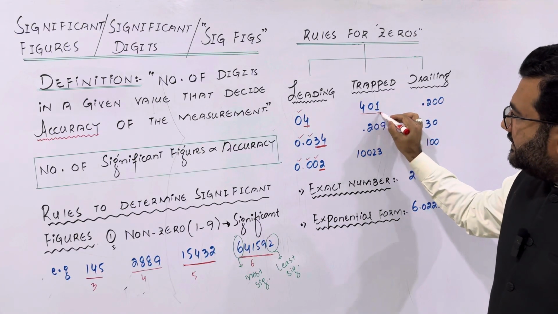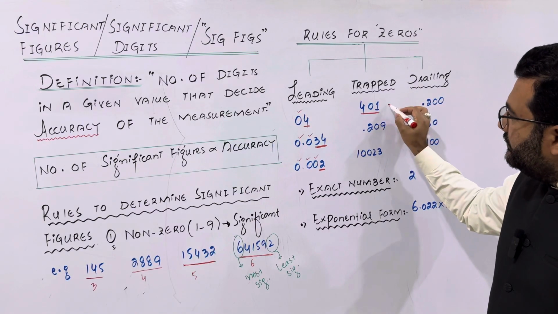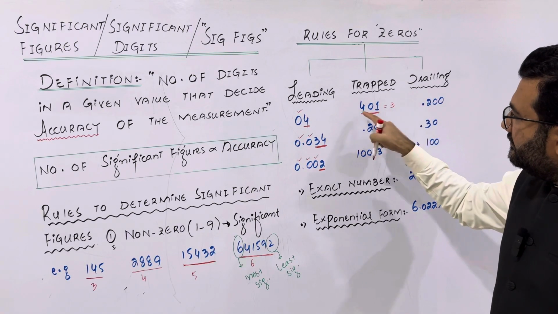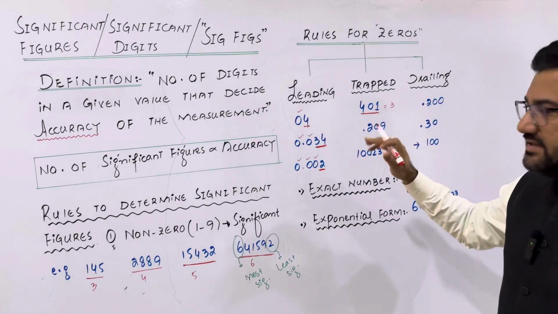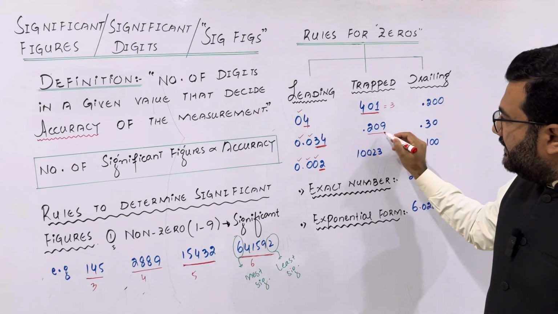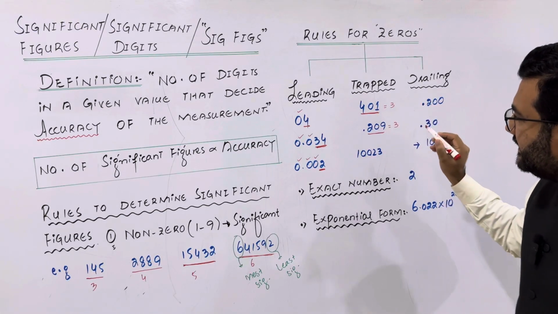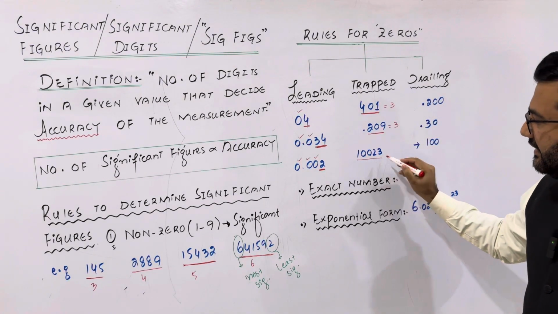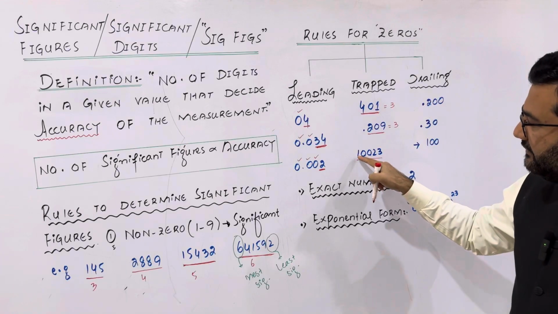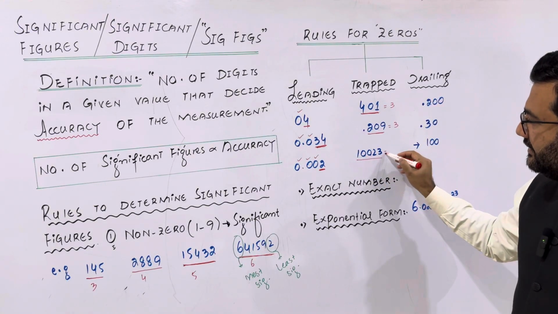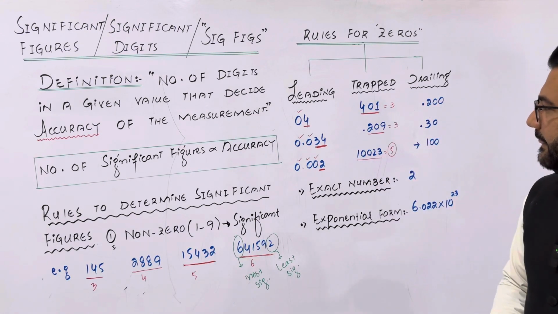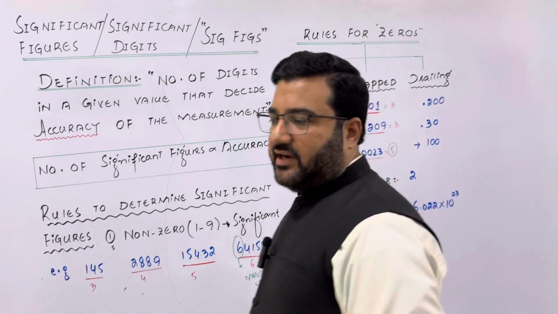And how many significant figures will be in this value? You will say 3. 4, 0 and 1 all are significant. In the same way, 0.209 will also have 3 significant figures, and similarly this number will have 1, 2, 3, 4, 5 significant figures. So that was the case of the trapped zeros.